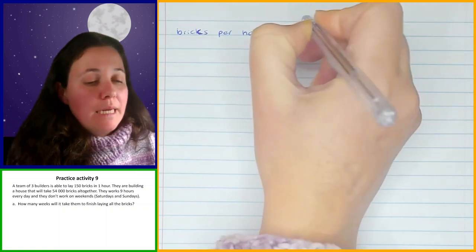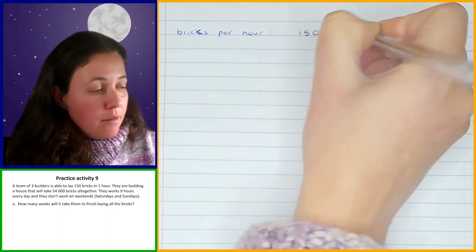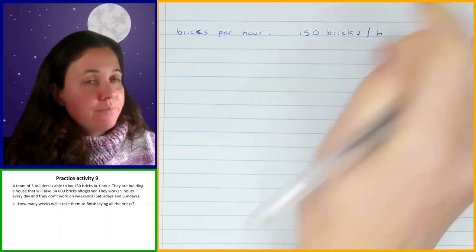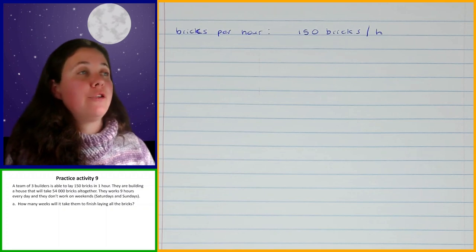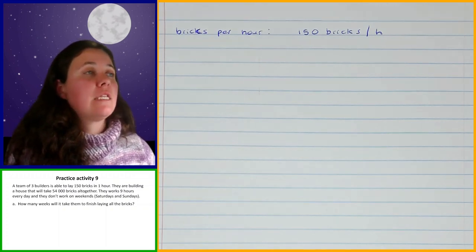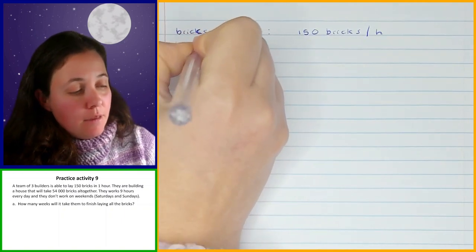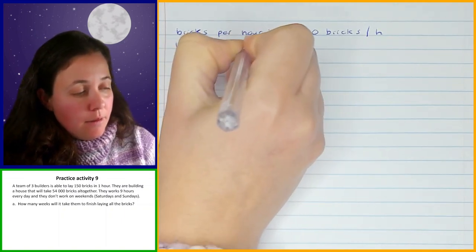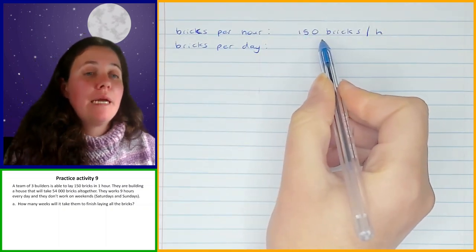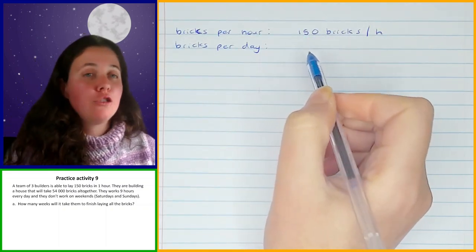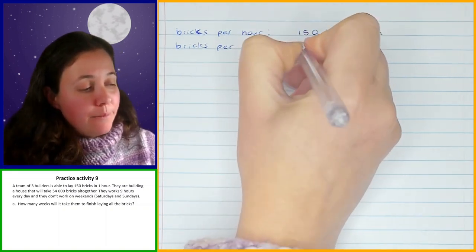And that is 150 bricks per hour. Okay, now we can use that to work out how many bricks they can lay per day because they've told us that they work 9 hours every day. So bricks per day, if they do 150 bricks per hour and they work for 9 hours, we can then multiply 150 by 9 and that will give us the number of bricks they can lay in 1 day.